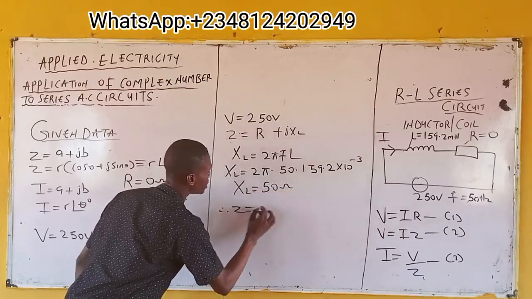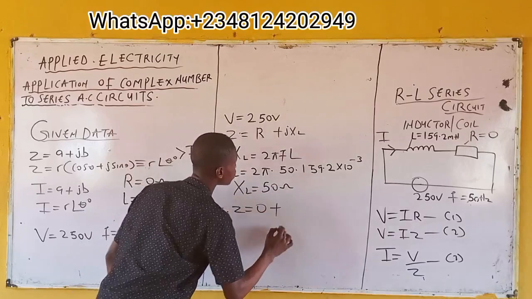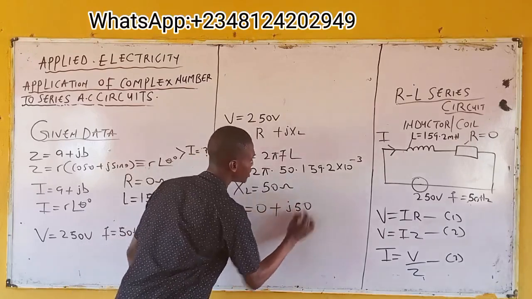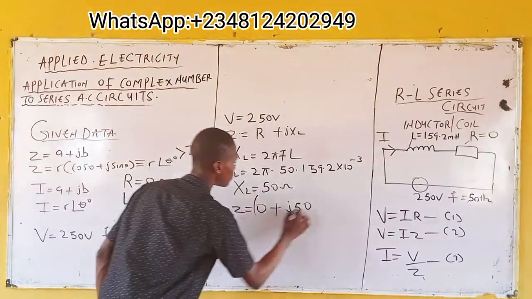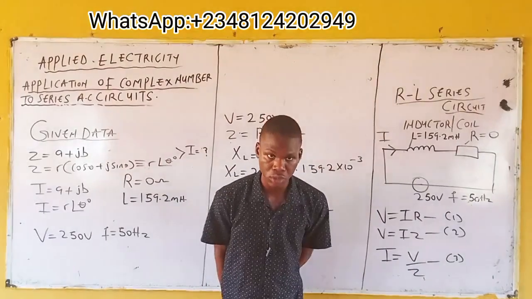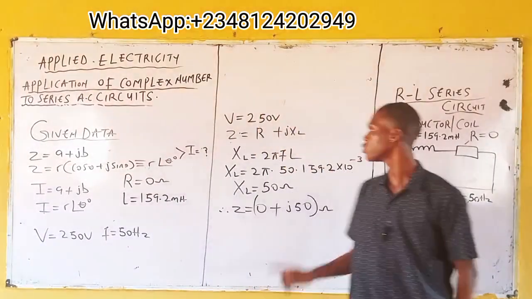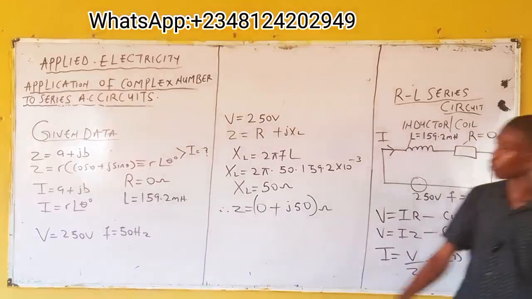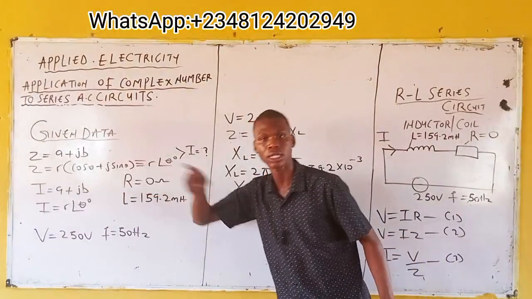Therefore, my Z is equal to what? 0 plus j50. Now, go back to the question: determine the value of current flowing through this inductor, which is 159.2 millihenry, in polar form and rectangular form.